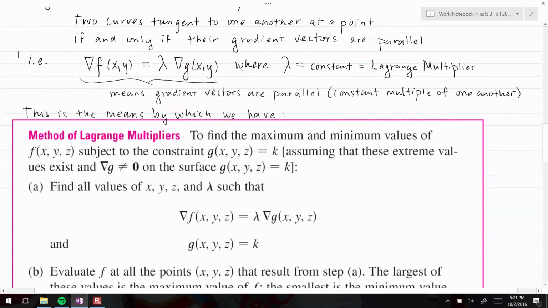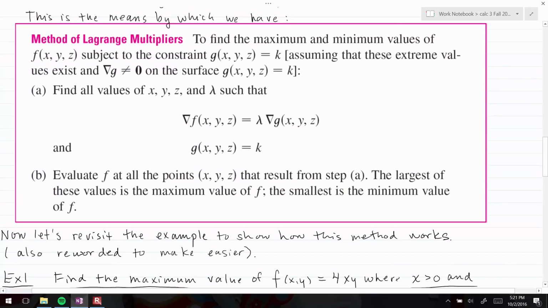This is the method of Lagrange multipliers. To find the maximum and minimum values of f of x, y, z, so we can just scale this up to even more dimensions, subject to the constraint g of x, y, z equals k, assuming that these extreme values exist and the gradient of g doesn't equal 0 on the surface g equals k. First, find all values of x, y, z and lambda such that the gradient of f is equal to lambda times the gradient of g, and that our constraint, the equation g equals k, holds.